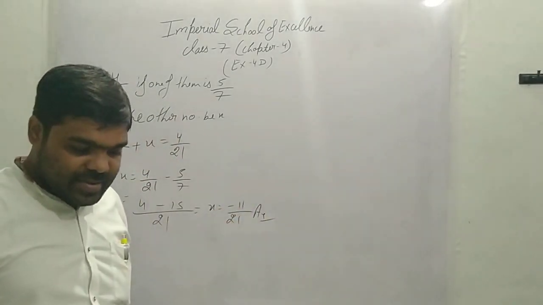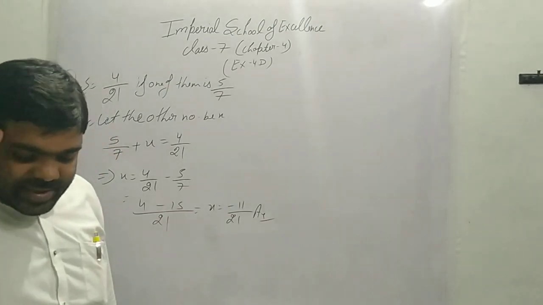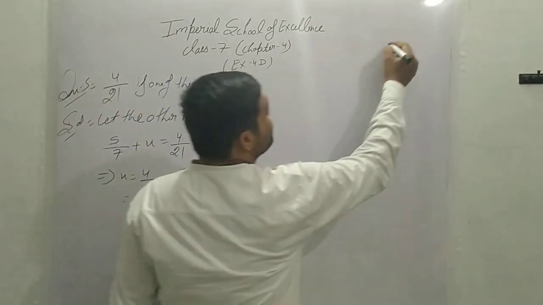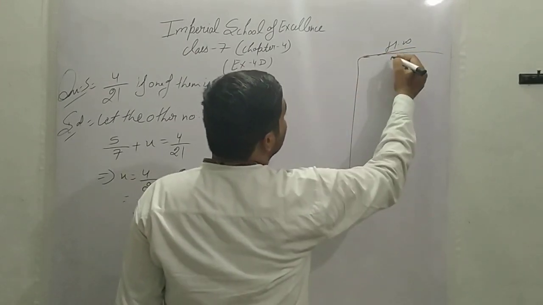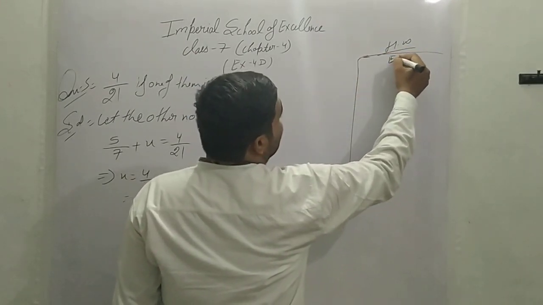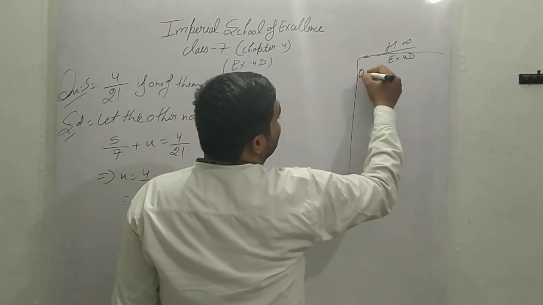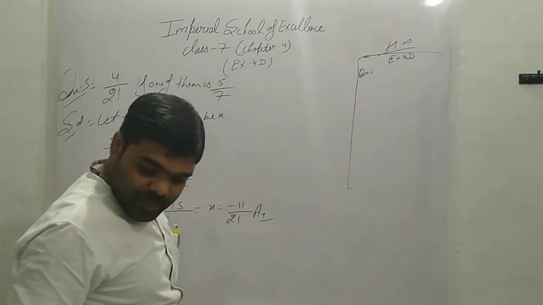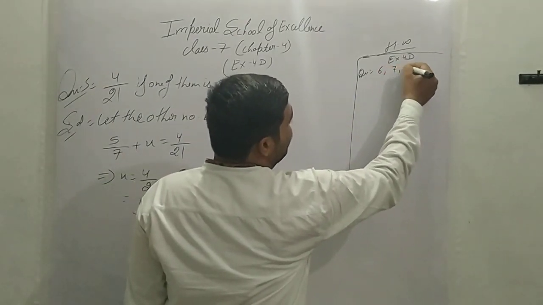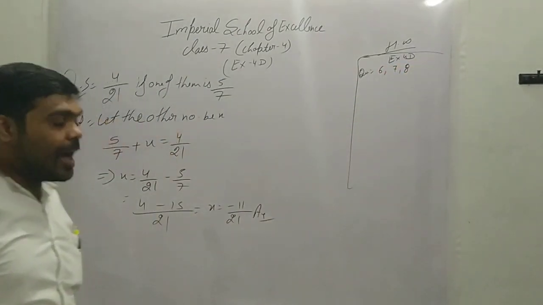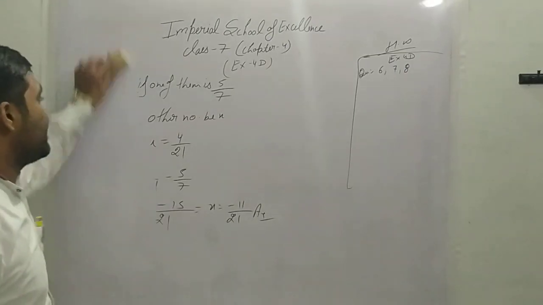Now sixth, seventh, eighth are the same question. आपको क्या करना है? Exercise homework I am mentioning here. Homework will be your exercise 4D, question number 6, 7, 8. You have to do. Now I am explaining you question number 9.